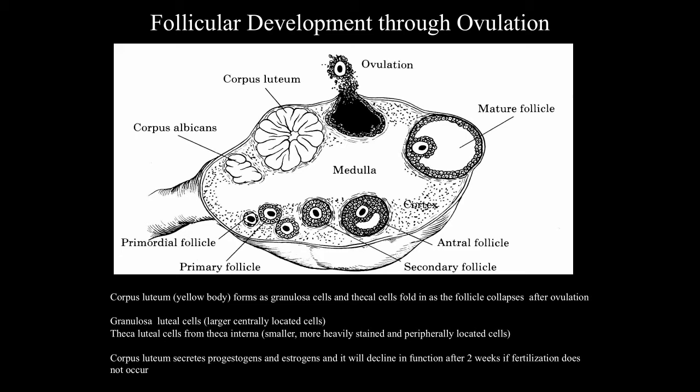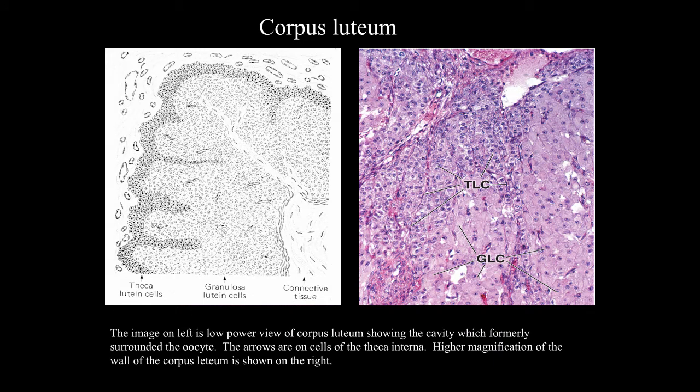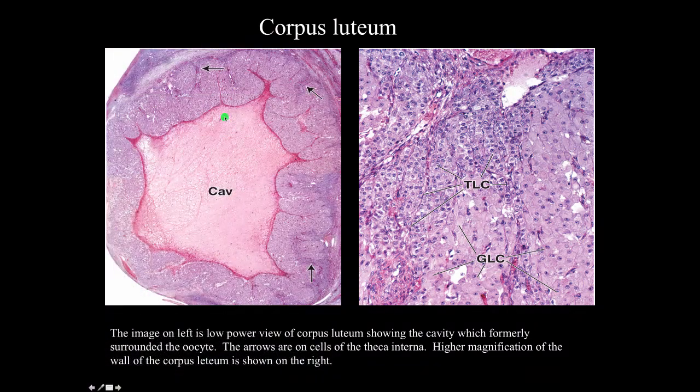The corpus luteum will secrete progestogens and estrogens, and it will decline in function after 2 weeks if fertilization does not occur. This diagram just shows you what the corpus luteum might look like. So here are the theca luteal cells forming these wedges that intermingle with the granulosa luteal cells. The image here shows a low-power view of the corpus luteum. Here would be the cavity which formerly surrounded the oocyte.